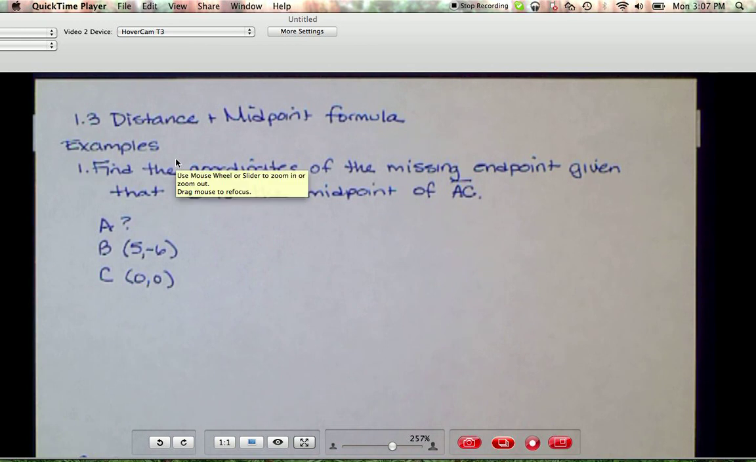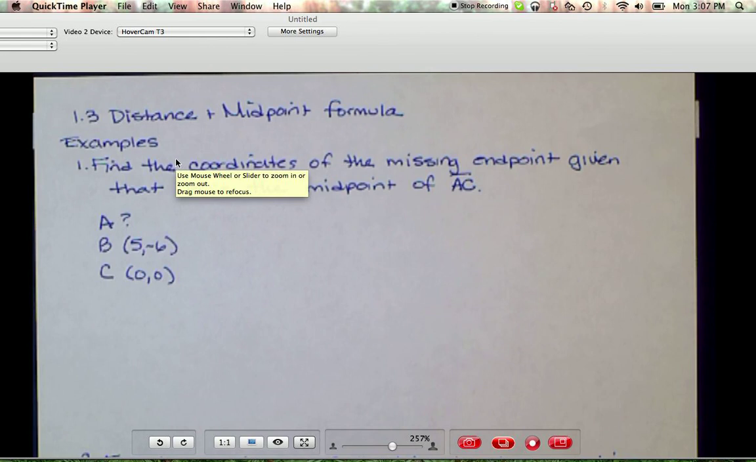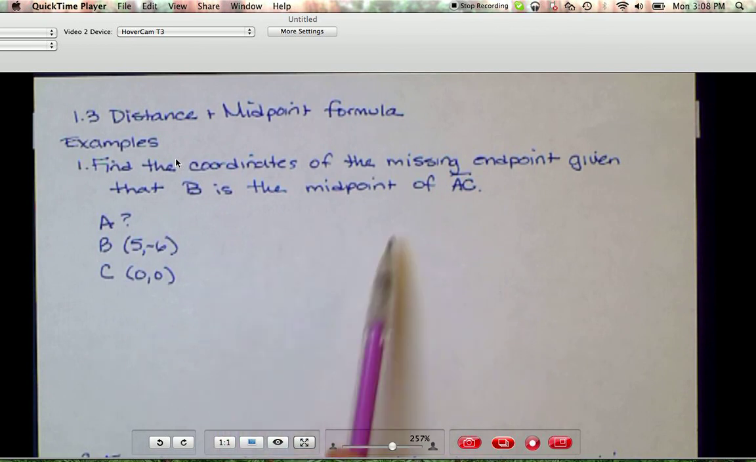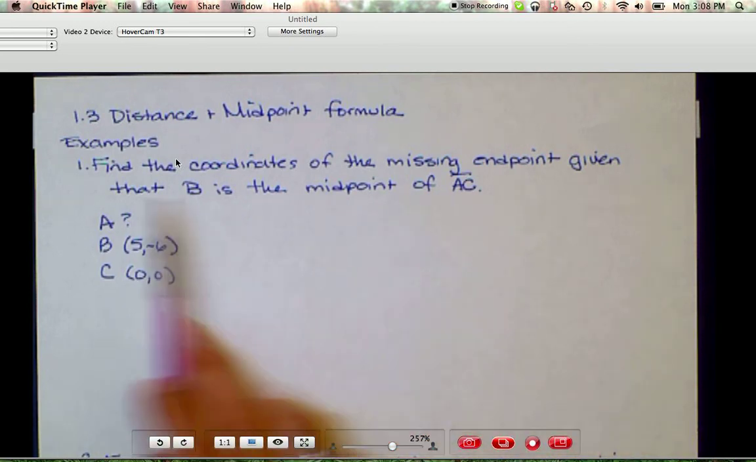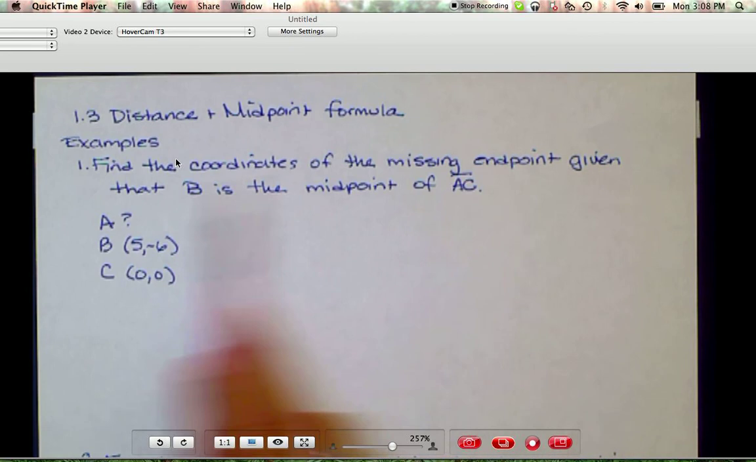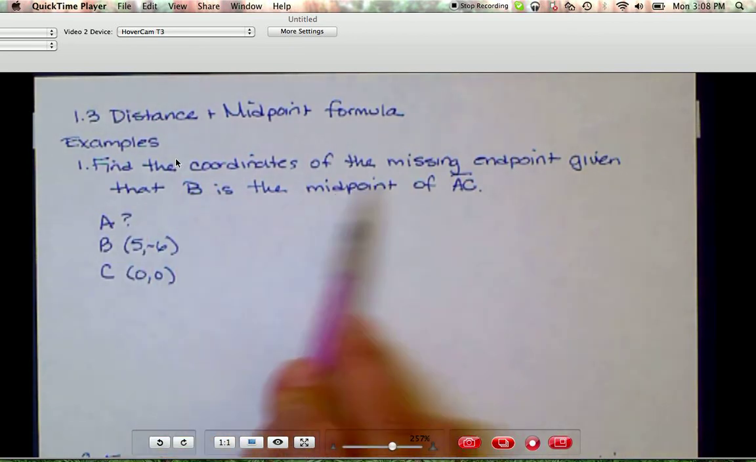Using the distance and midpoint formula for a basic distance problem or a basic midpoint problem is relatively straightforward, but we do have some special distance and midpoint formulas that may take an extra example or two for you to understand them. The first one is when you want to find the coordinates of a missing endpoint when you're given the midpoint. So first example, find the coordinates of the missing endpoint given that B is the midpoint of AC.